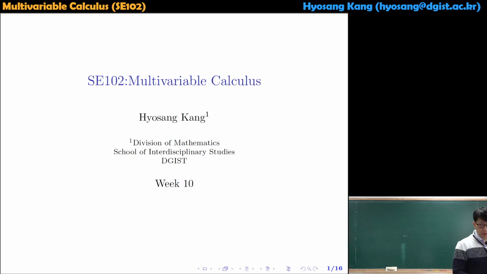Okay, so last time we talked about the double integral and triple integral and how to compute those integrals using the Fubini Theorem. And also we talked about the line integral and surface integral. So these are the main theme of the second half of our course. So let's review the important concepts again here.